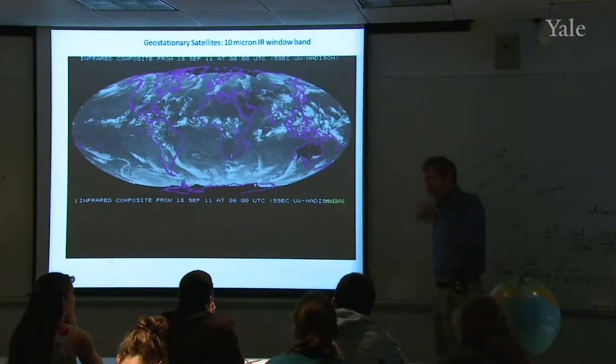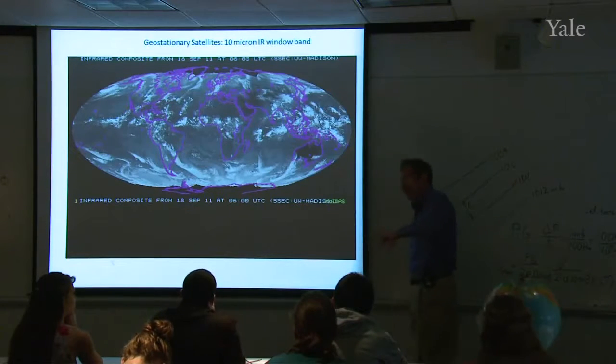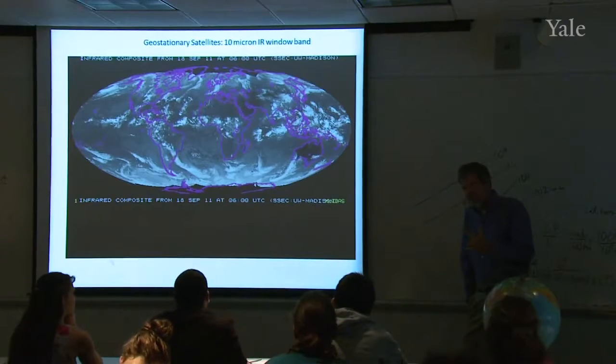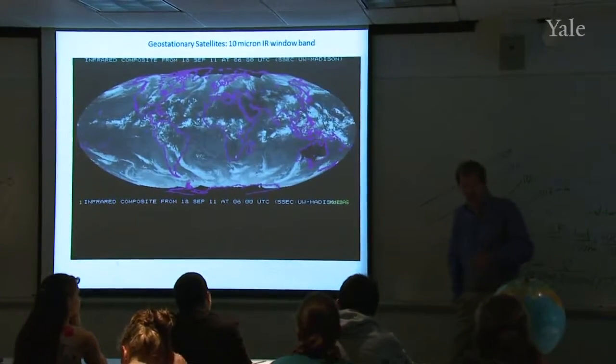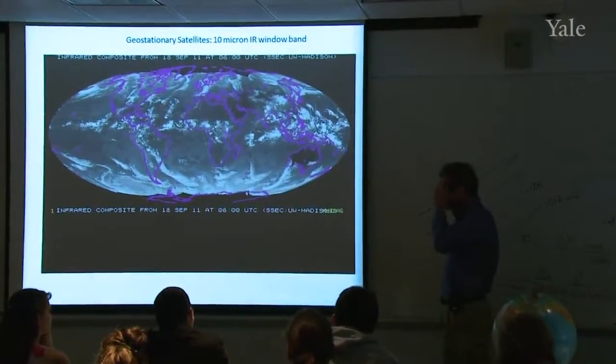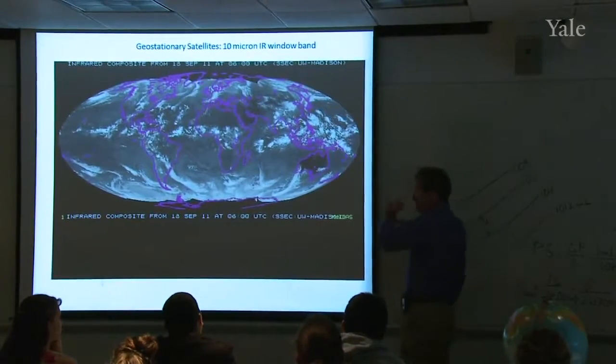So we're trying to play a trick on you, or all of us, by coding that emitted radiation to make it look a little bit like clouds are white and land is dark and ocean is dark. So don't be fooled by that. This is really emitted radiation. So it's a temperature map.